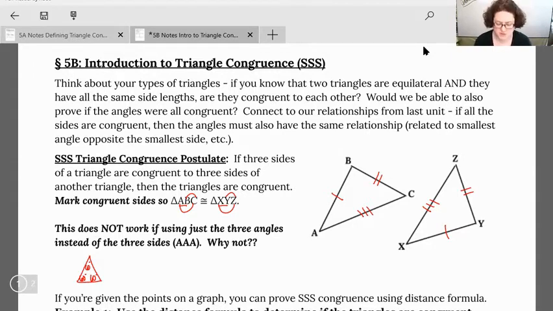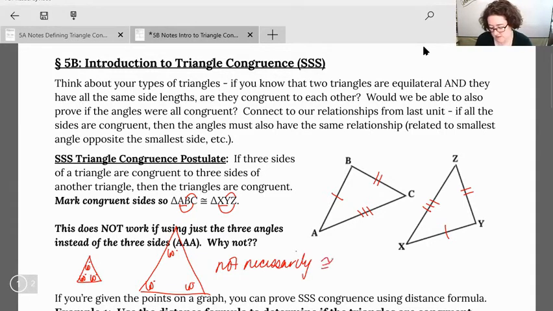But couldn't I draw a bigger version? Something like this, which is still all 60-degree angles. So just knowing the angles, unfortunately, just isn't enough. Technically, these aren't necessarily congruent, but they are similar. And this is actually something we're going to explore in our next unit. So keep that in the back of your brain.